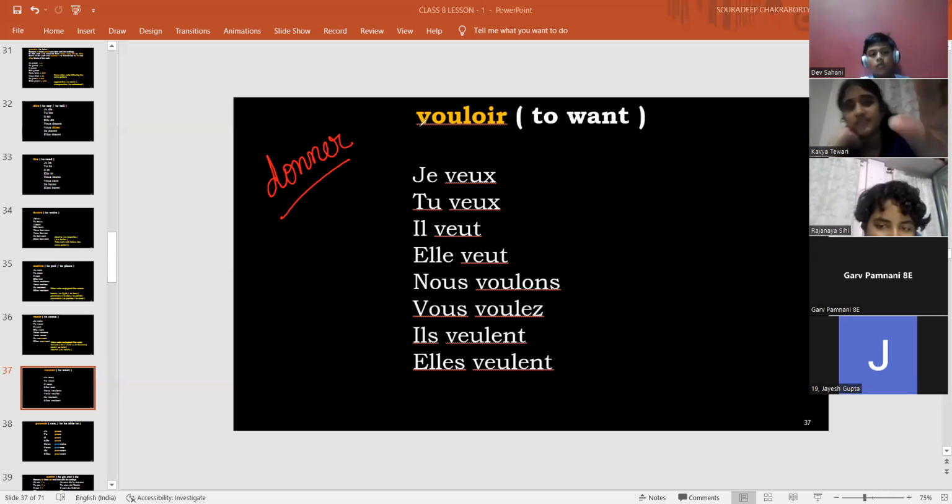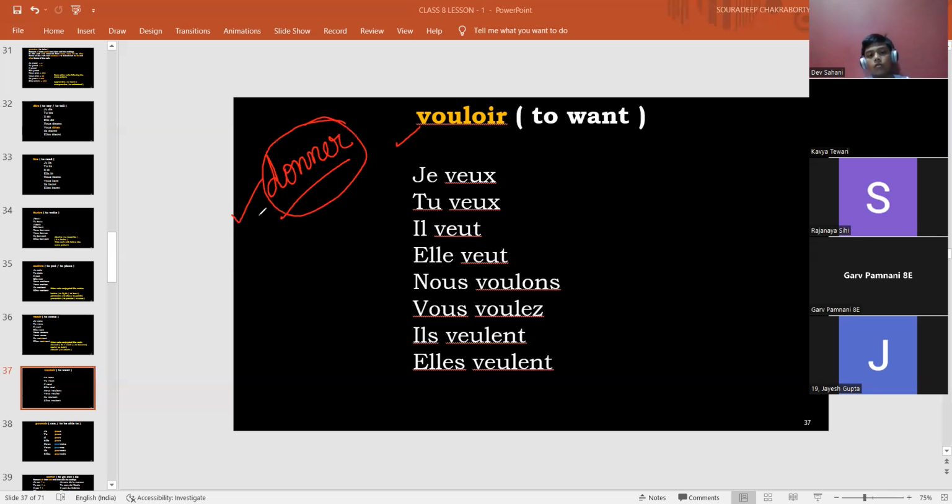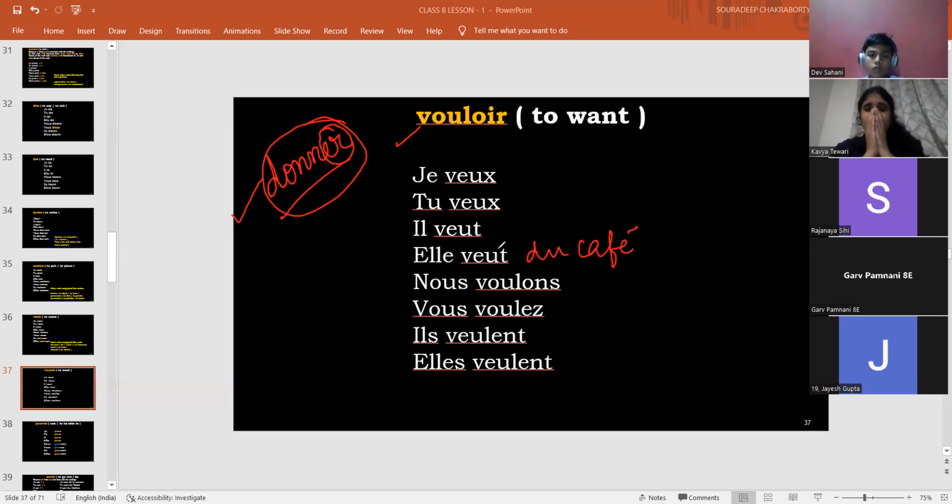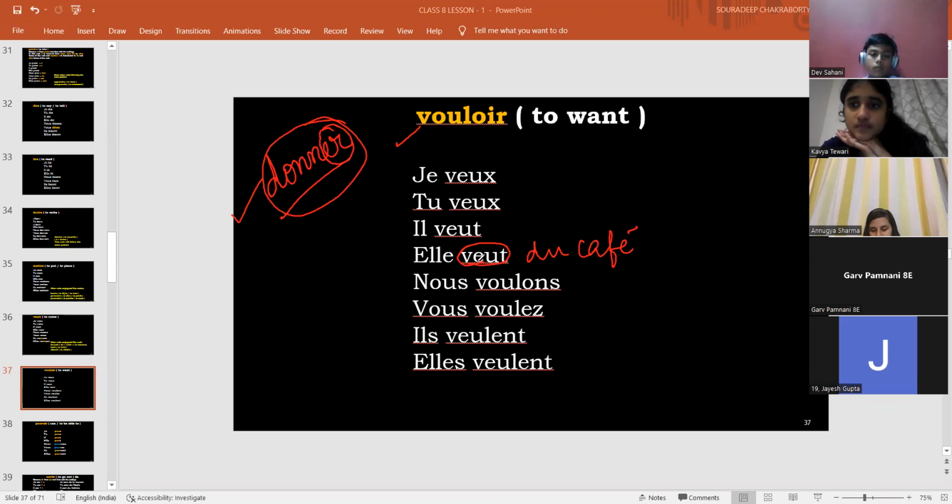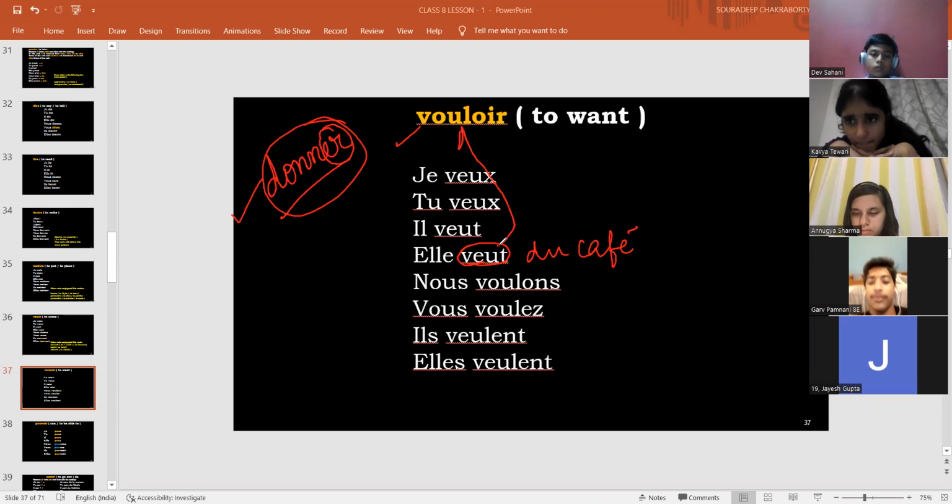We should not always want. We should start giving also, isn't it? So donner means to give. Which group does it belong to? First group, which we can see from the ER ending. Now suppose in a sentence I say "il veut du café". If we know the forms of the verbs, we can easily detect which verb this is. If "veut" is written, we can straight away connect it with the verb vouloir.